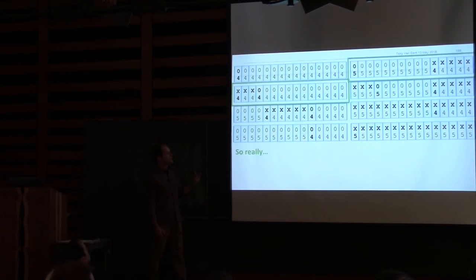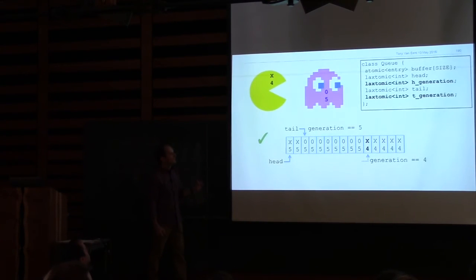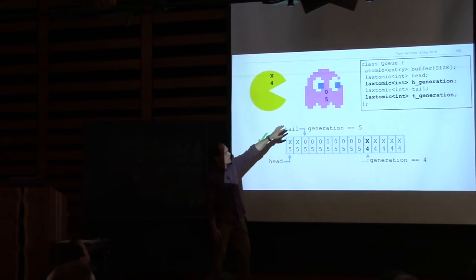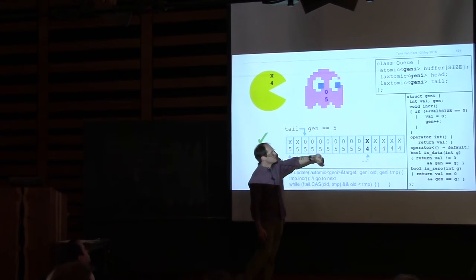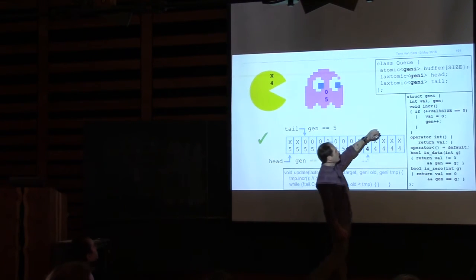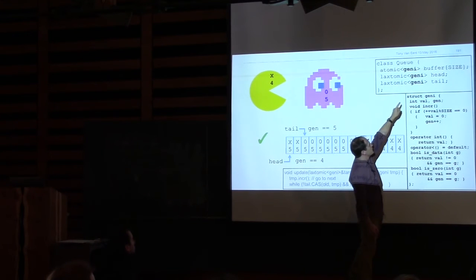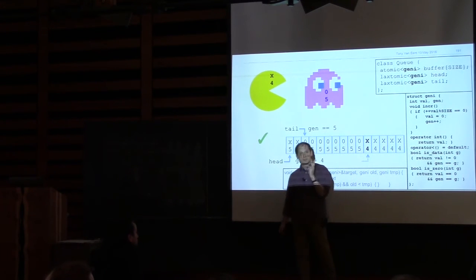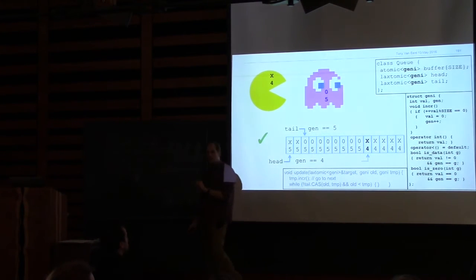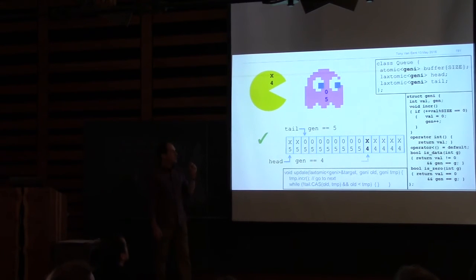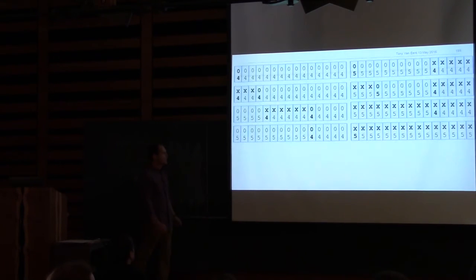Remember, there were two ways of doing it. They were separate, and I needed two head and tails. Now I've merged the generation with the head and the generation with the tail. So there's two generations, head and tail, each with its own generation. But yes, generation is atomic with tail. I should have pointed that out better.